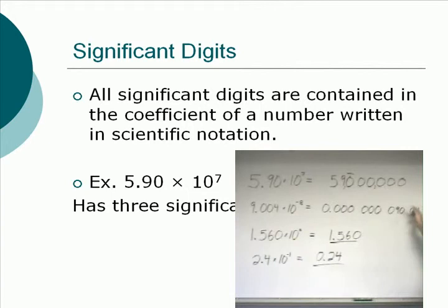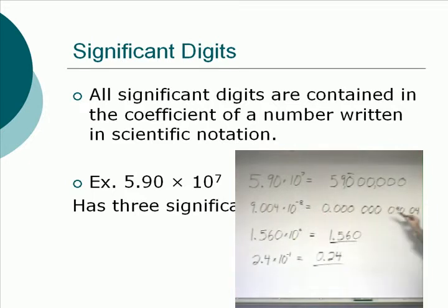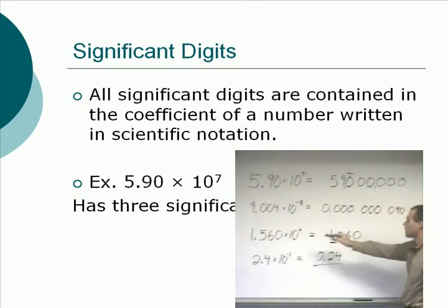And so this number should be expressed as 59 with a line over that 0 to show that that is to the nearest 100 thousandths. 9.004 contains 4 significant digits, but that's reflected in this decimal number. That has 4 significant digits. 1.560, 4 sig digs, 4 sig digs here.